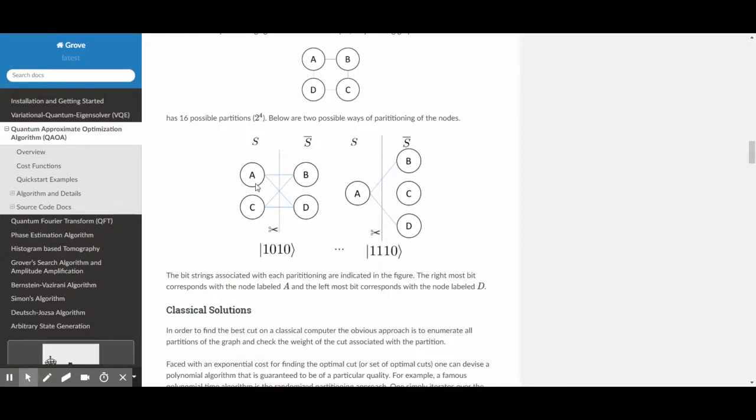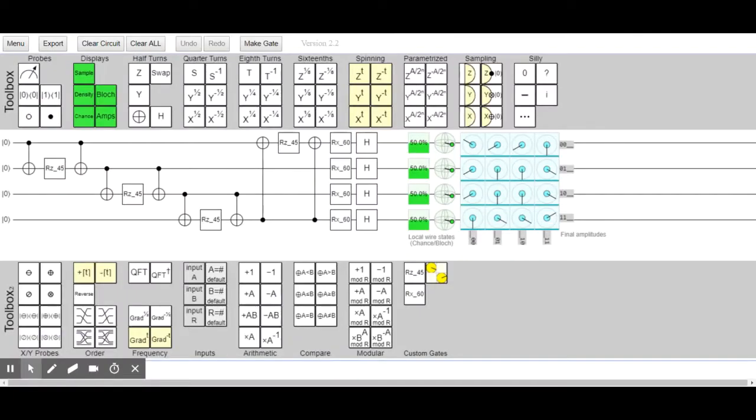You basically encode by putting zeros and ones, depending on whether they're in one group or the other, and then the edges are encoded in the circuit. So if you're connecting these two qubits, this means there's an edge between this qubit and this qubit, or this vertex and this vertex, and the same here and here and here. So this is what this first part means.